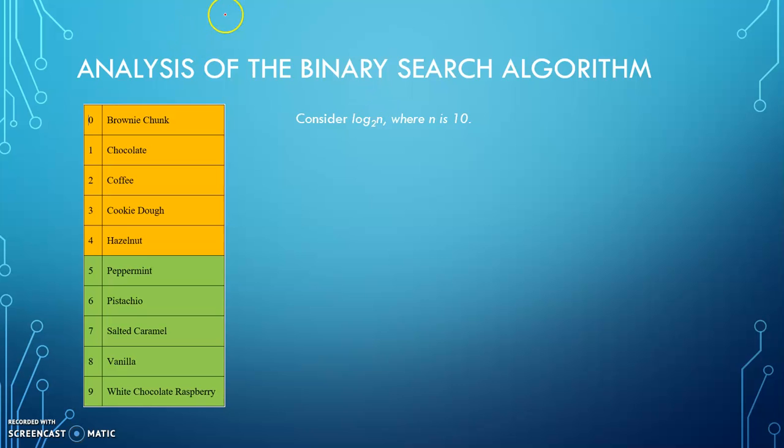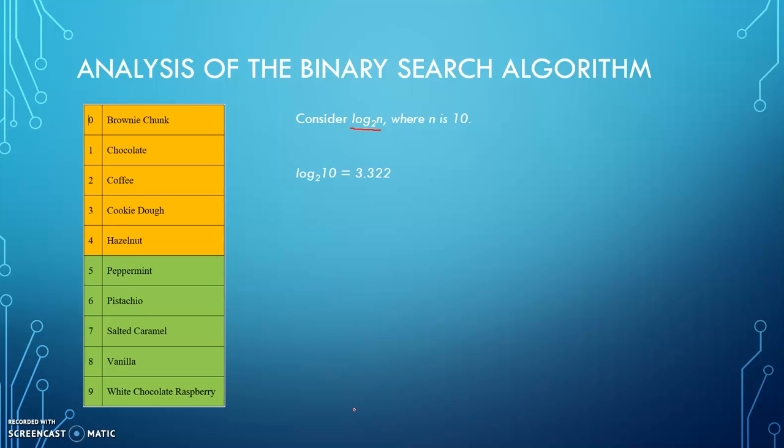Okay, so we already said that the binary search can be expressed like this. It's a log of n with a base of 2, where n is the size of the array. In this case, n is 10 because I've got 10 elements in the array. And when I ran through this, when I was finding the chocolate earlier in the video, it took me four iterations to find that chocolate, and that was the worst case scenario.